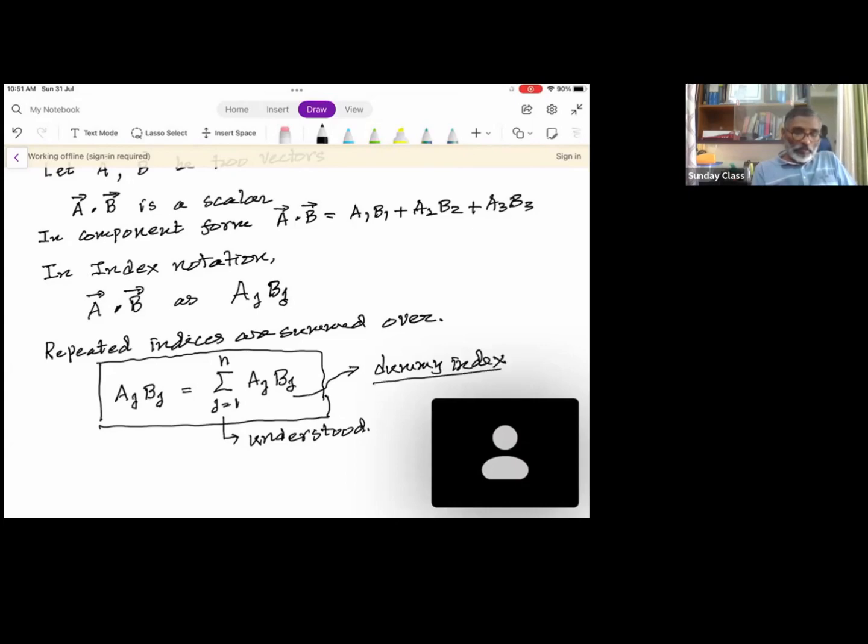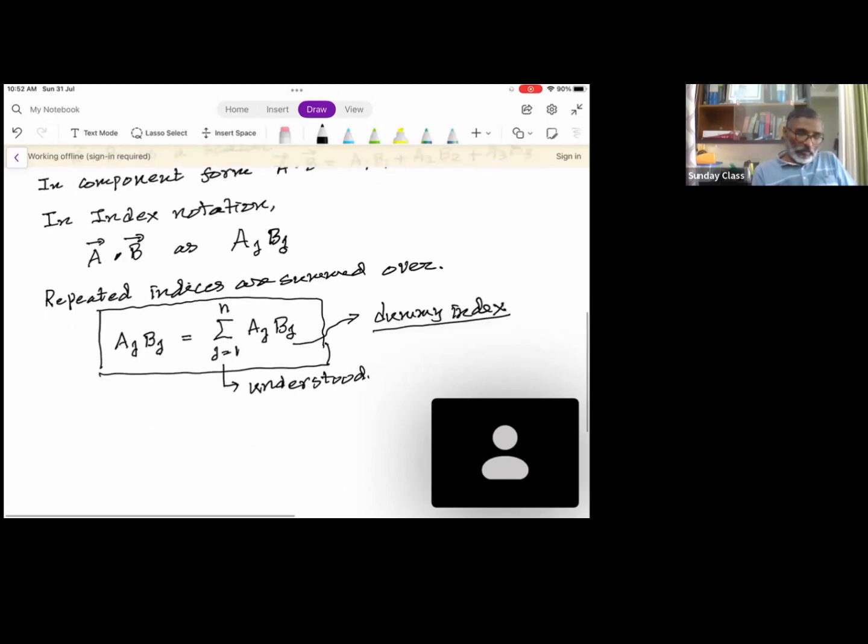This is called a dummy index because this index will not survive. Whenever we have a dummy index like this, what results is a scalar. That means it has no index. So I could have called this J or K, it doesn't matter because it's getting summed out anyway. So this index is called a summing, dummy index.